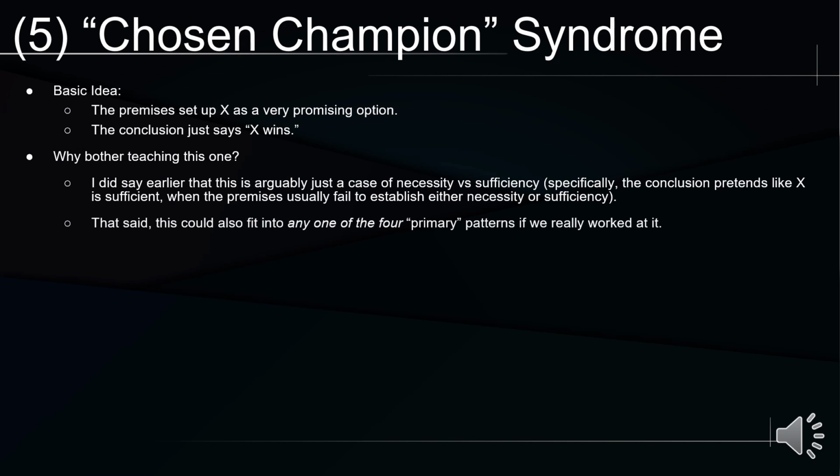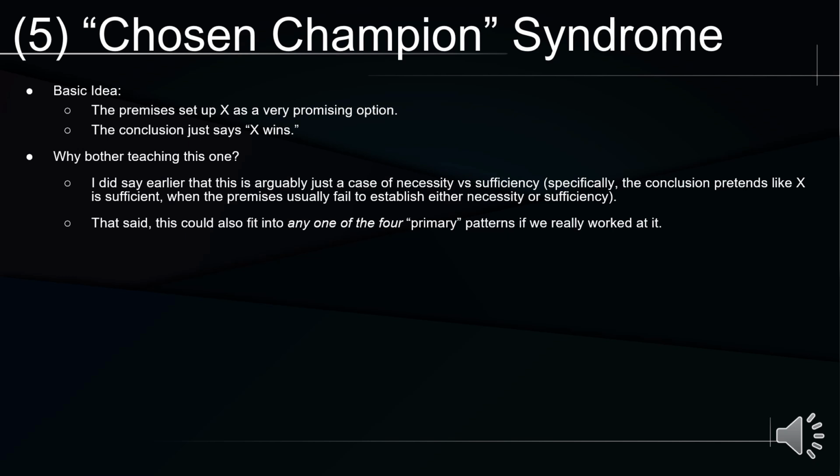That being said, though, this could also fit into any one of the other four primary patterns if we really worked at it. You might be recalling the relative versus absolute example that I gave actually sounds similar here, where we hear some absolute data about X, where X fits 99.9% of our criteria. That is an absolute measure. And then the conclusion just says X is the best. That's another way of saying X wins, right? We should choose X. And so that again is also a variation, arguably speaking, of the chosen champion syndrome.